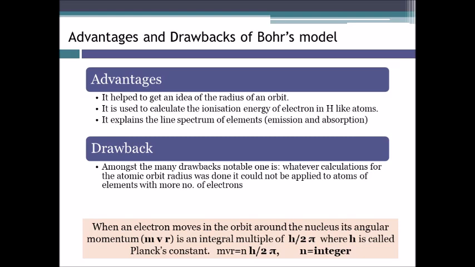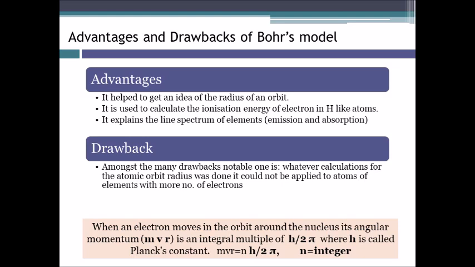Now, what was the drawback then of Bohr's model? Amongst the many drawbacks, the most notable one is that whatever calculations for the atomic orbit radius or for the energy of the electron were done for the hydrogen atom, they could not be applied to atoms of elements with more electrons. So, those atoms had to have one electron in the outermost orbit, and then we could finally find out the ionization energy, that is the energy required to remove that electron.